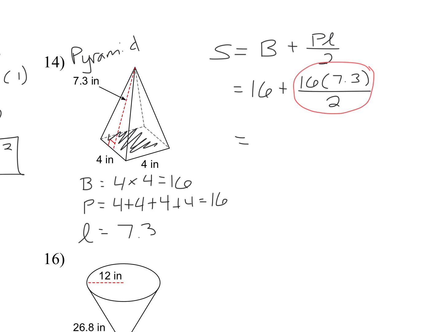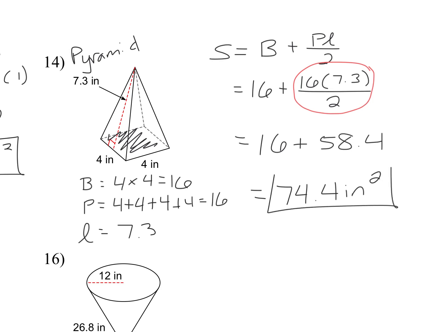What should you get for your final answer? So this part you get 58.4. What is your final answer? It is 74.4 inches squared. So again, make sure you do that whole part first and then add your capital B.